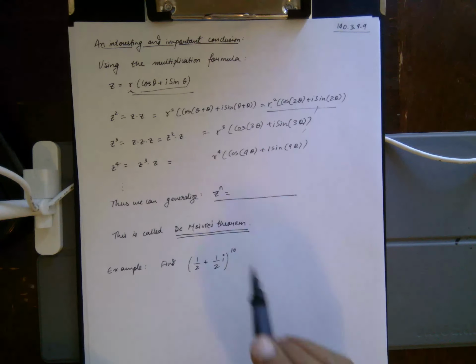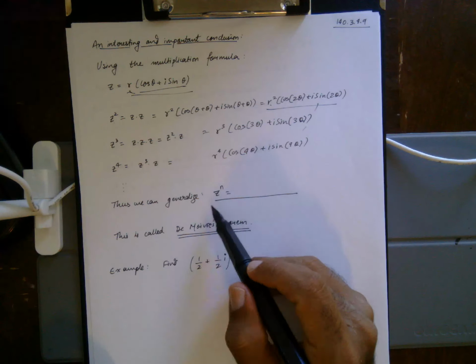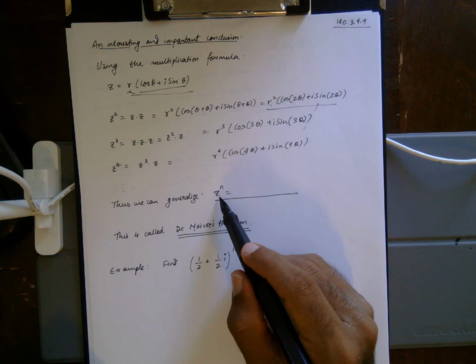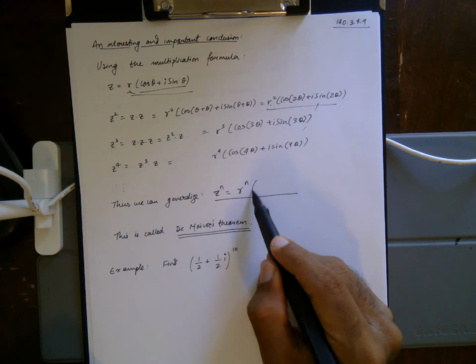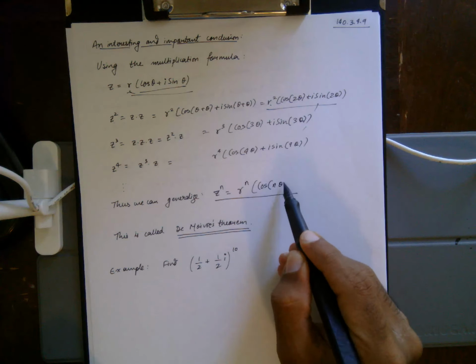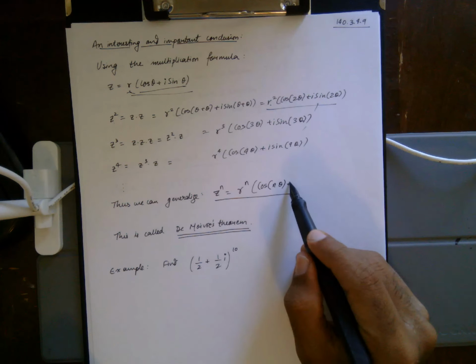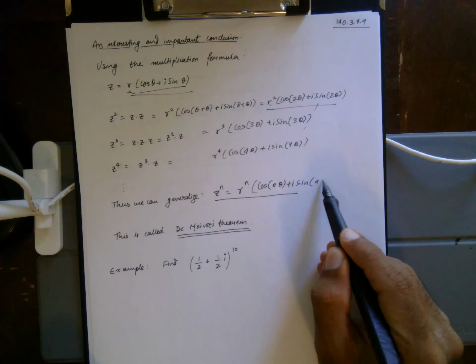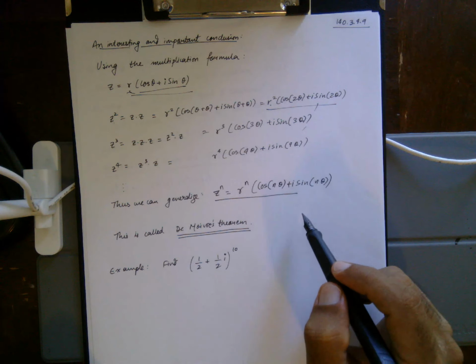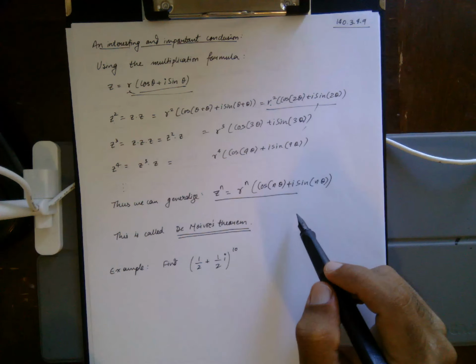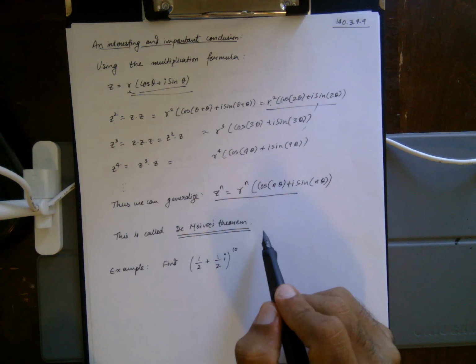In general, if you take a complex number and multiply it by itself n times, meaning you take the nth power, what you get is r to the power n, cosine n theta plus i sine n theta. And this is a very useful and powerful result, and it has a name. It's called Moivre's theorem.